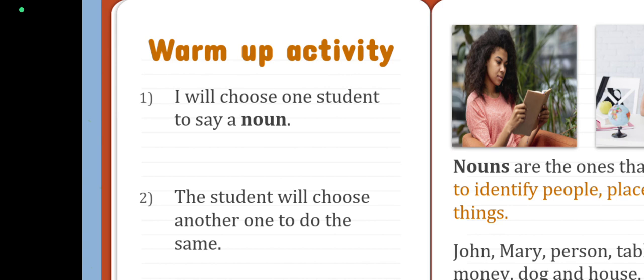Ana. Ana Castilla. Can you say a noun? Blackboard. That's great. Now, Ana, can you choose another student, and that would be the last one?